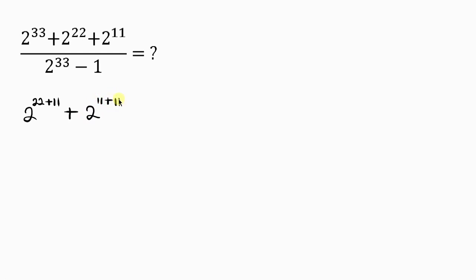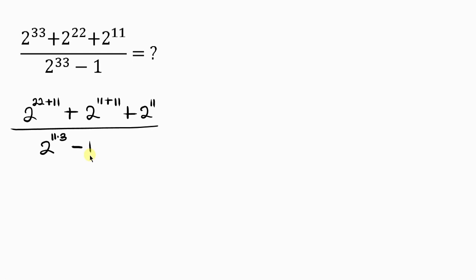So we are making sure that there is 11, plus 2^11, all over 2^33 minus 1. Since 33 is a multiple of 11, it can be written as 2^(11 times 3) minus 1.